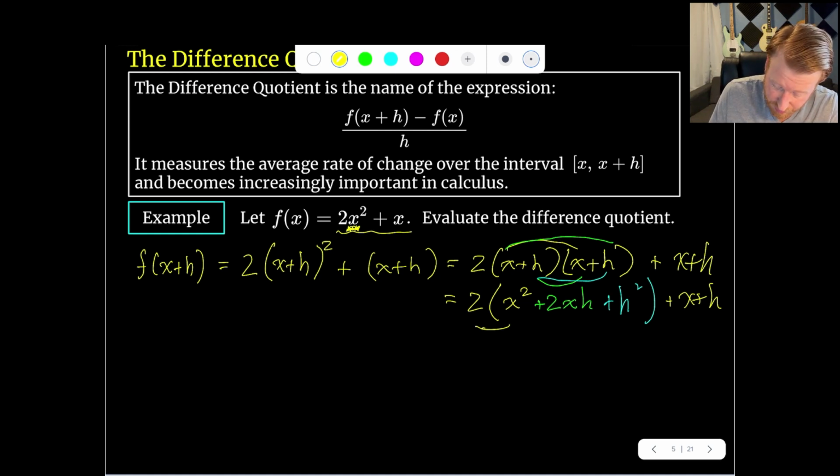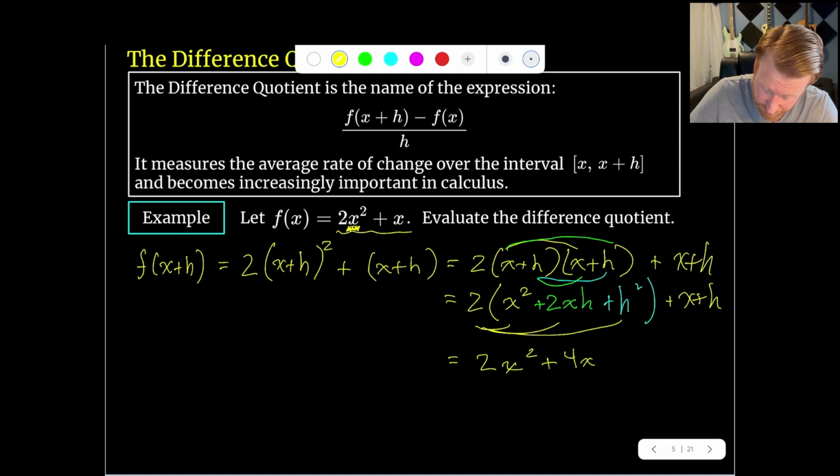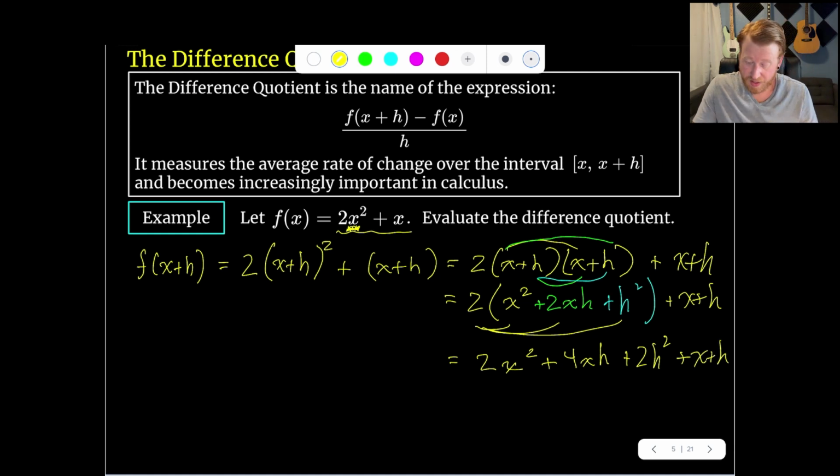So now let me distribute the 2 inside here, and we've got 2x squared plus 4xh plus 2h squared plus x plus h. And now we can see if anything will combine here, and nothing really does. But now I've got what f of x plus h is. And as you can see, it's a little bit of a mess. So that's why I'm doing it kind of one piece at a time, and then we'll put it all back together once we're done here.